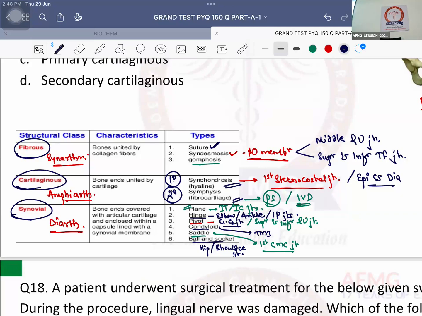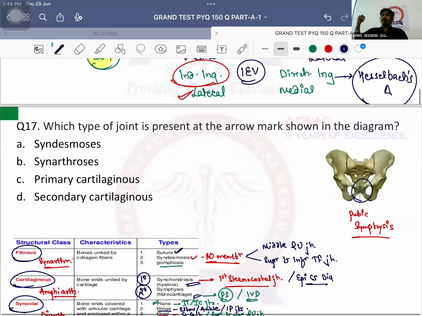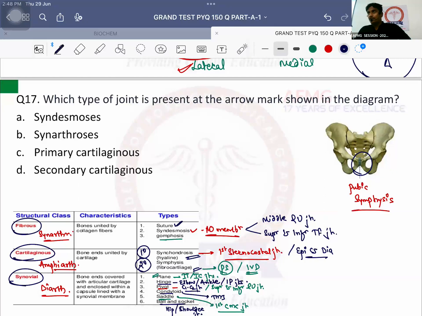Synovial joints, also known as diarthrosis. There are 6 types. First one is the plane joint. Second is hinge joint. Third is pivot joint. Fourth is condyloid joint. Fifth is saddle joint, and sixth is ball and socket joint. No issues with this, anybody? That's important. Now tell me, symphysis is fibrous, cartilaginous, or synovial? Cartilaginous. Primary or secondary? Secondary. So secondary cartilaginous joints are known as symphysis.